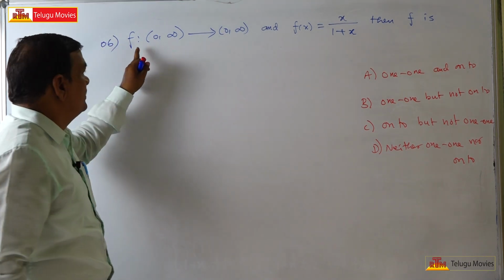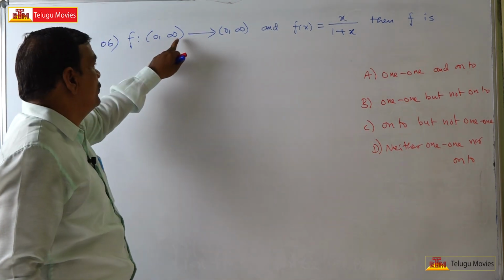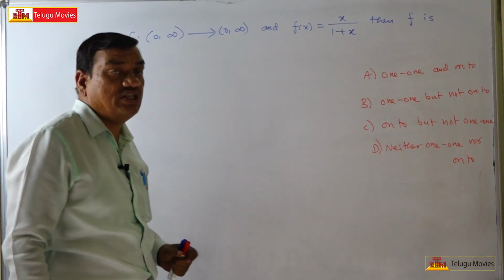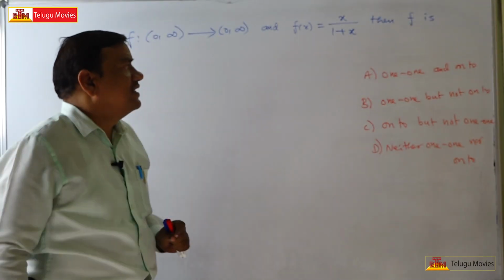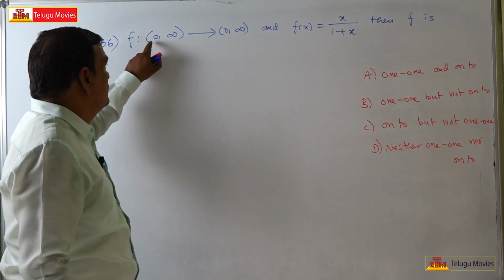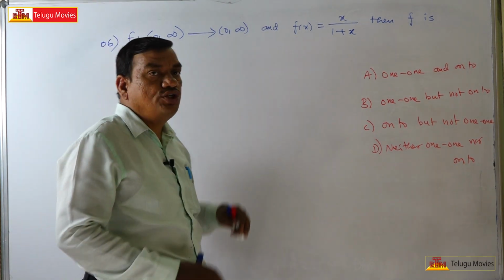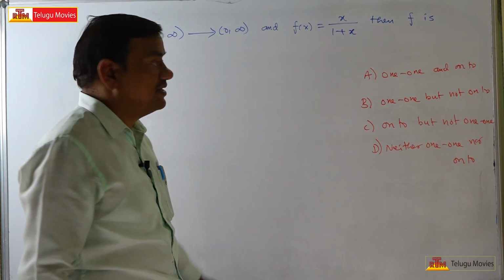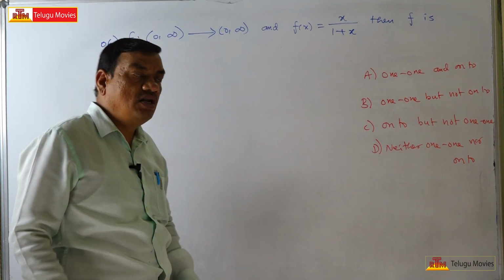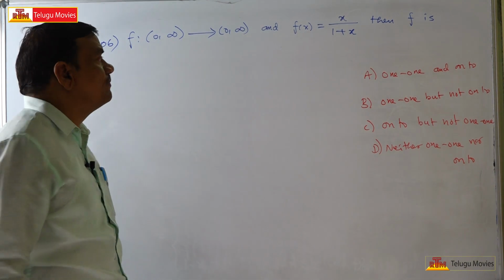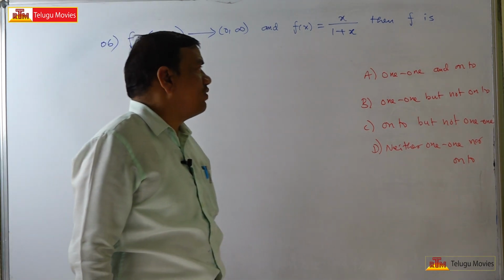Let us see a function defined from 0 to infinity, here also 0 to infinity, such that f of x is equal to x upon 1 plus x. Then f is defined from 0 to infinity, that means the set of positive real numbers, and here also the set of positive real numbers. That means domain and codomain both are the set of positive real numbers. So f of x is equal to x upon 1 plus x is given.